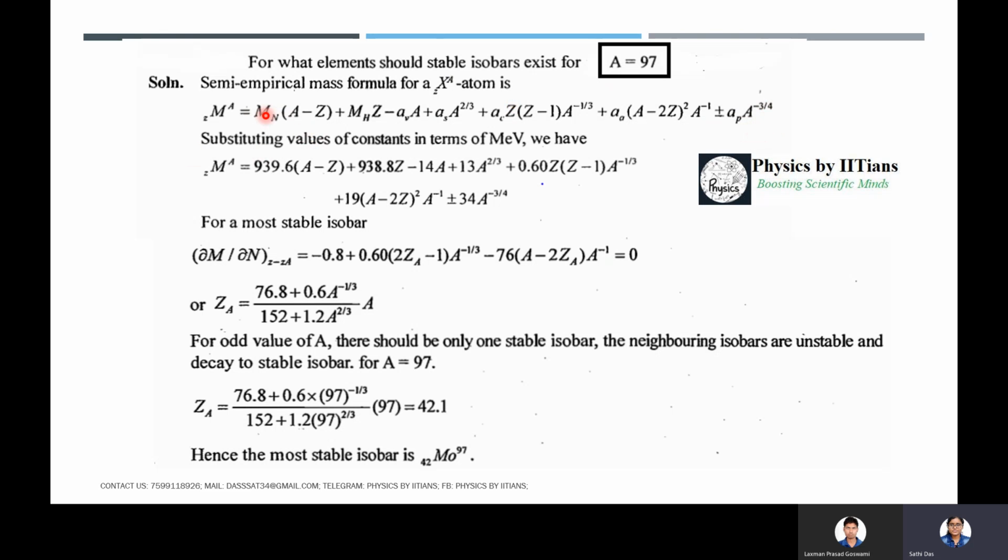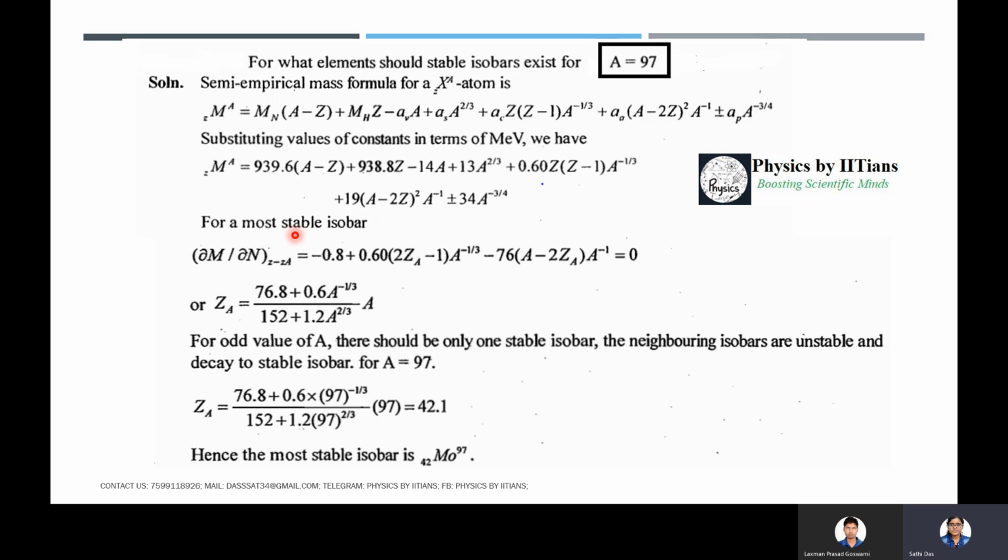Now substitute the values of these constants like AV, AS, AC, AA, AP, Mn, Mh in MeV. They will give you these values in mega electron volts. You have to substitute these values. So Mn is 939.6 into A minus Z. Mh is 938.8 into Z. AV 14, AS 13, AC 0.60, AA 19, AP 34.